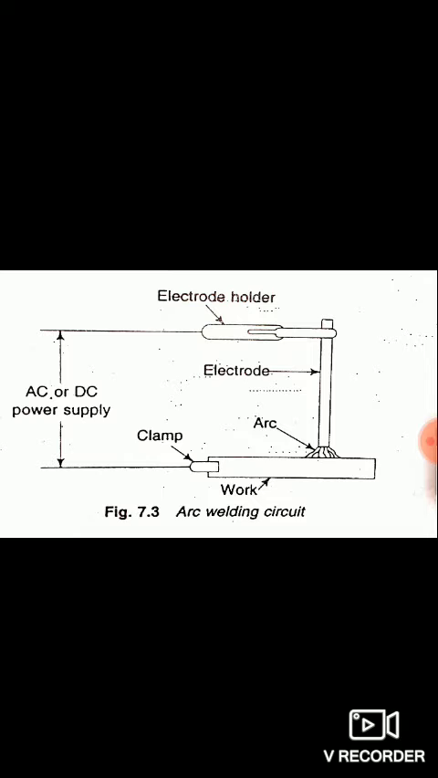Initially, the metal workpiece is touched with the electrode and then separated, leaving a small gap between the electrode tip and the workpiece. This will result in electrode positive ion movement, and it will produce an arc.